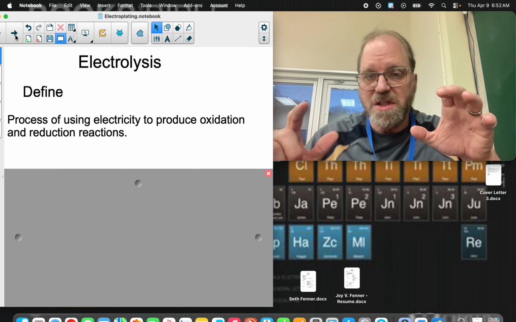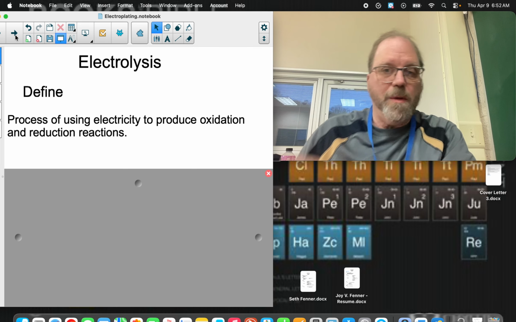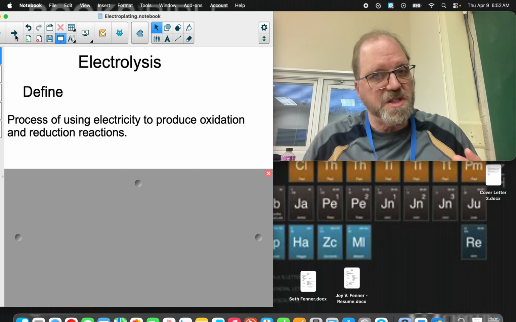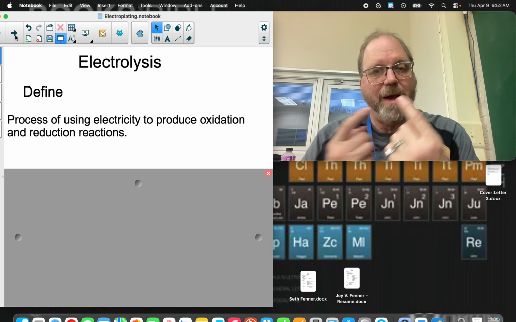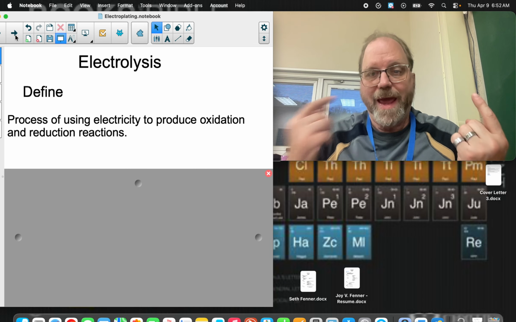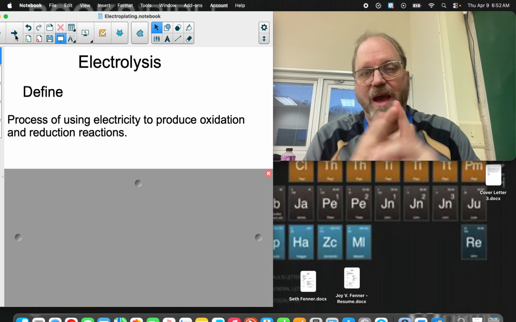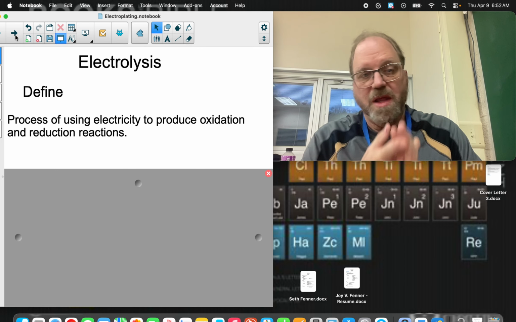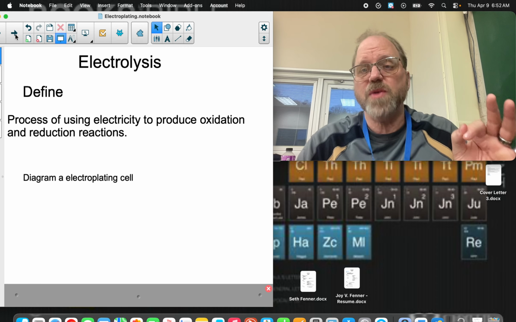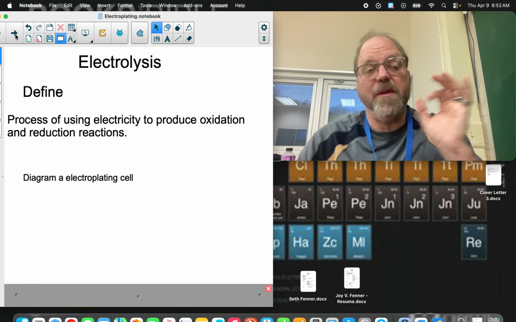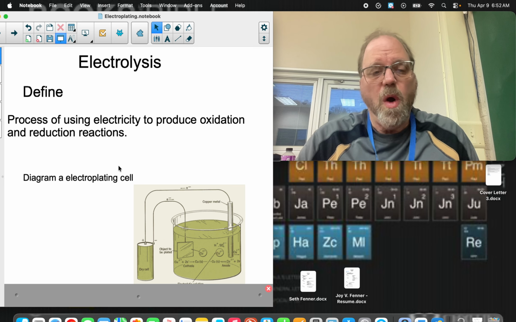So instead of using oxidation to generate electricity, we're going to reverse the reaction. We're going to pump electricity into the system that's going to cause oxidation reduction. And when we do that, my cathode and anode switch. So my cathode becomes negative, my anode becomes positive. And the reason we do that is because reduction is with a cathode, oxidation with an anode, and that's always the case. And we're going to specifically look at electroplating. Now, again, here's the diagram of electroplating.